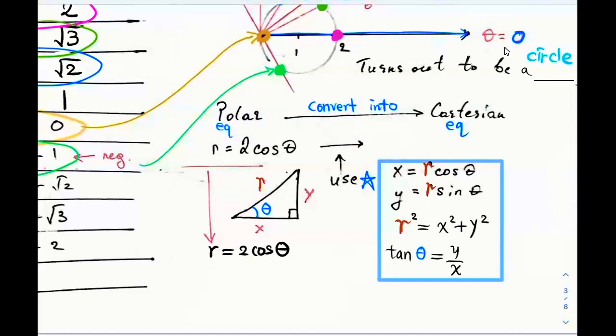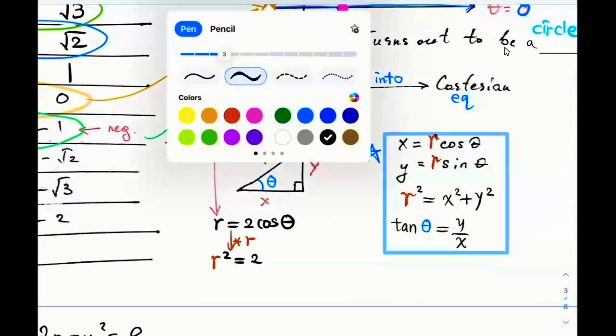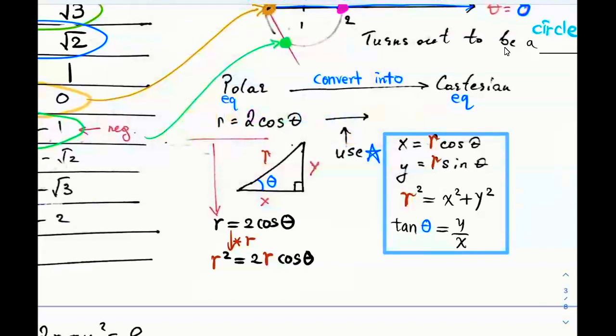So multiply both sides here by R. Then what do I get? I will get R squared equal to 2R cosine theta, right? Okay. So the trick here is to do something with the equation so that you can convert into X and Y. It has cosine theta. I want to have R cosine theta, so that I can make use of that to convert R cosine theta into X, right?